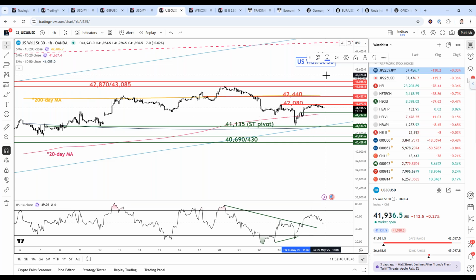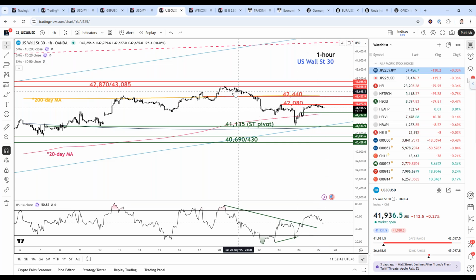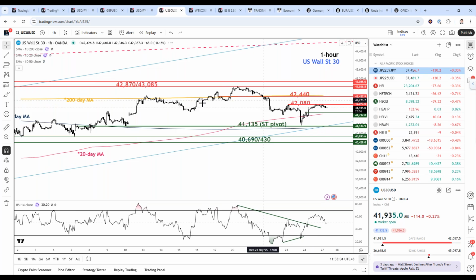to maintain this bullish bias recovery scenario on the US Wall Street 30. Very likely the minor corrective decline of 20th of May to 23rd of May may have already ended, given the strong potential bullish reversal right at the 20 and above the 50-day moving average. So above 42,080, we see 42,440 coming in next on the intraday basis. We also have confluence with the 200-day moving average.